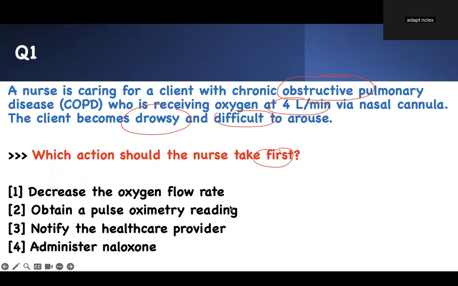What do you think? Do you want to check the oxygen saturation, or do you want to decrease the oxygen flow, or let the doctor know, or administer naloxone? There's a concept. I want you to write it down. And that concept is what? Related to COPD. But what is your answer? And this is the answer. Number 1 is the answer.